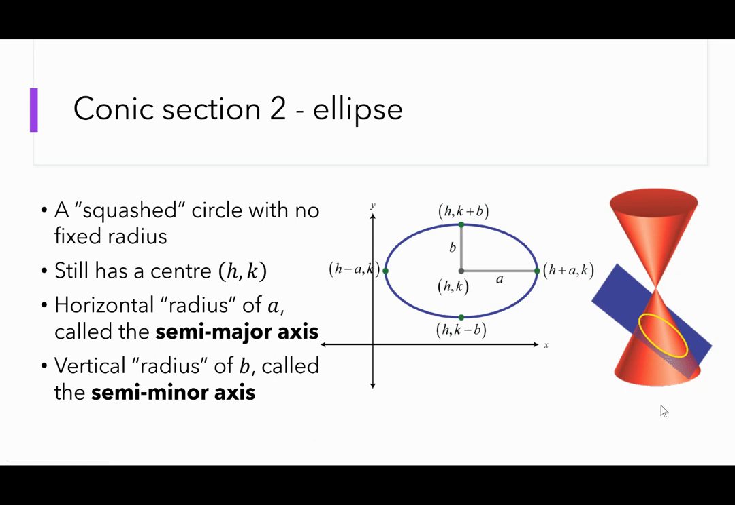In this video on conic sections, I'm going to talk about the ellipse and how to convert between the graph and the equations. As you'll see, the ellipse is really just a squashed circle, but we still have a center of hk from before. However, our radius is now split into two types, one for the horizontal position, one for the vertical position. These are called the semi-major and the semi-minor axis, respectively.